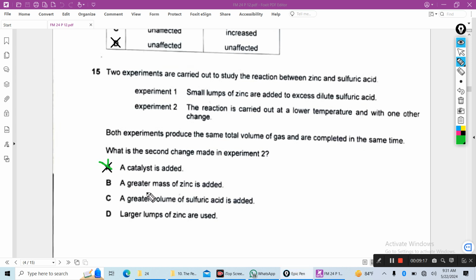Why is B wrong? A greater mass of zinc is added. No. A greater volume of sulfuric acid is added. No. Larger lumps of zinc are used. No. So the answer will be A.